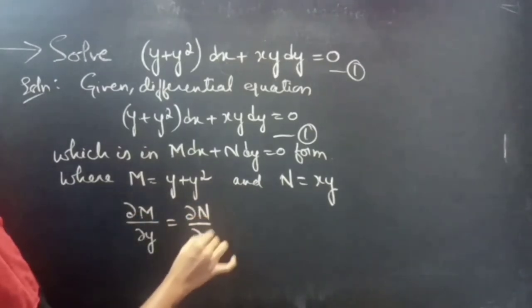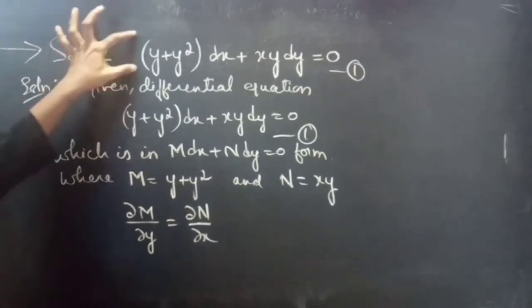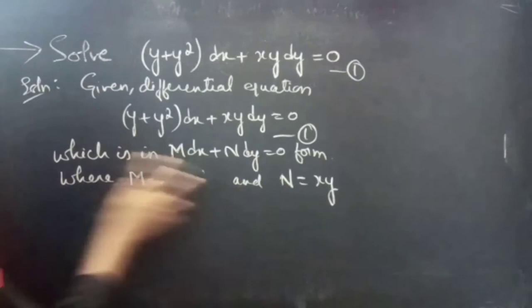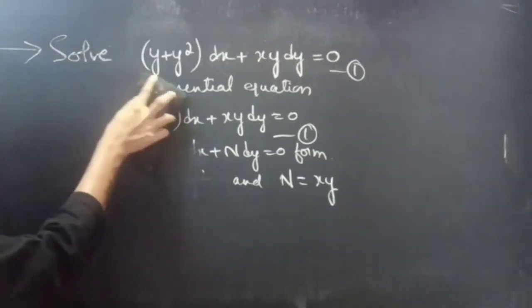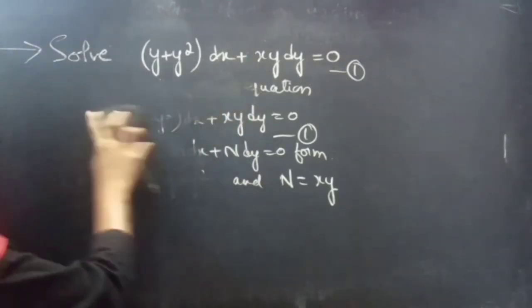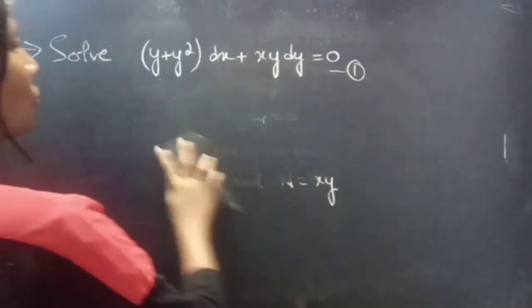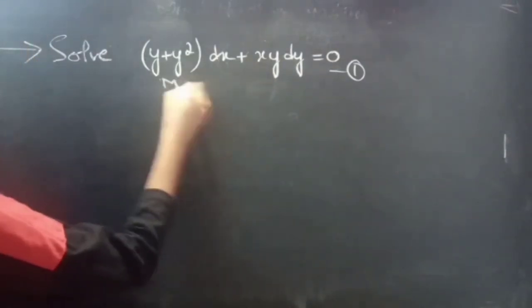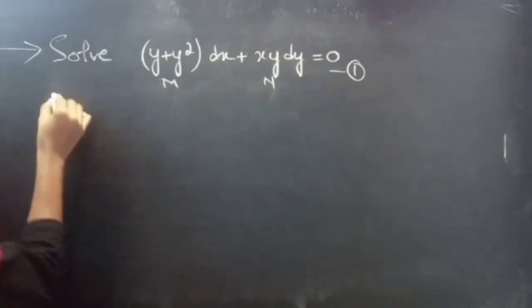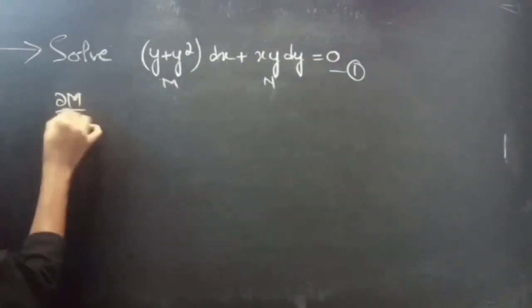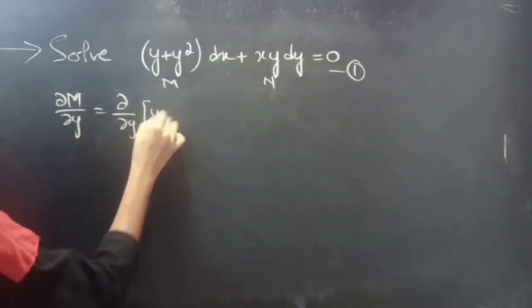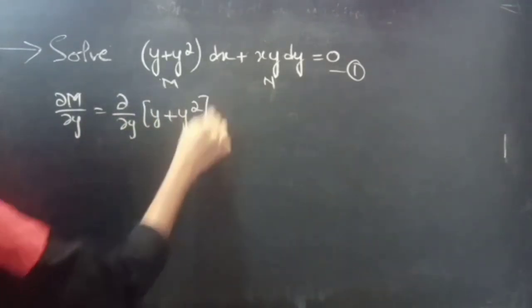If the partial derivative of M with respect to y is equal to the partial derivative of N with respect to x, then we can say that the given differential equation is an exact equation. Now let's find the partial derivative of M with respect to y and N with respect to x.